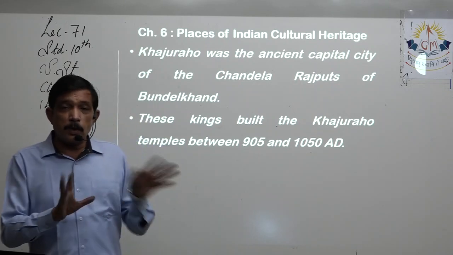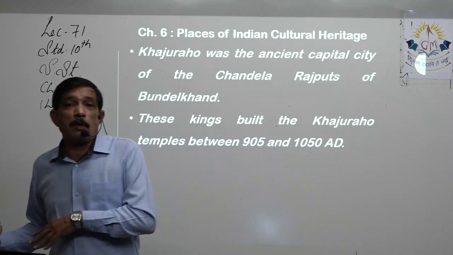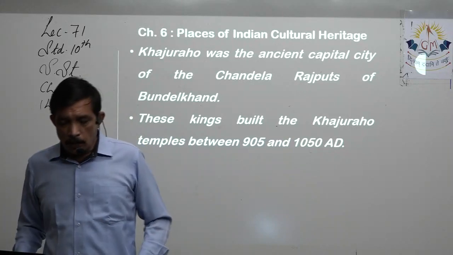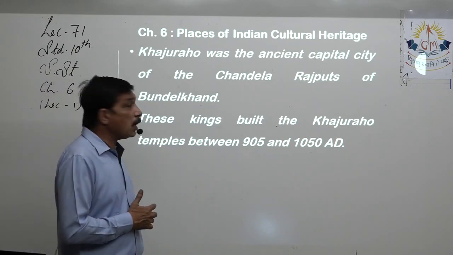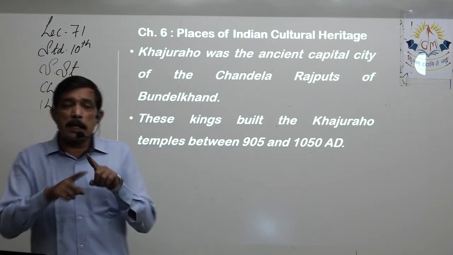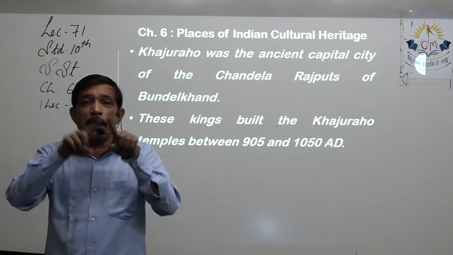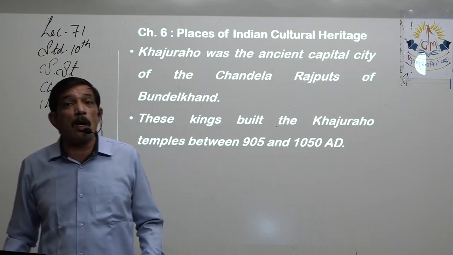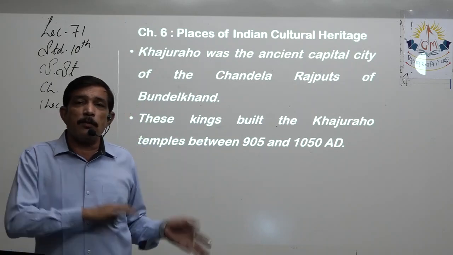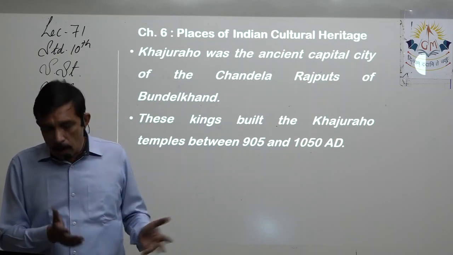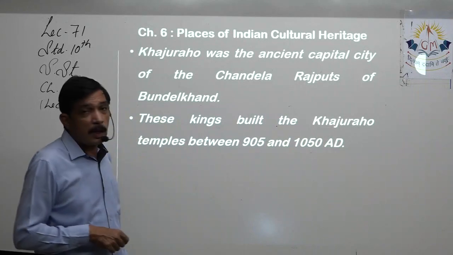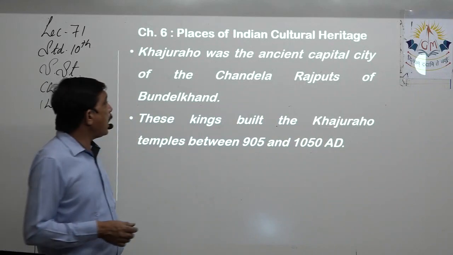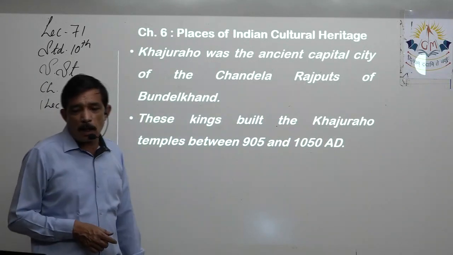Now the ruler changes because the area has changed. Earlier we were talking about South India, this is now Central India, Madhya Pradesh. So Chandela rulers, they are Chandela Rajputs of the Bundelkhand. Bundelkhand is Jhansi and the adjoining areas, the whole of that is called Bundelkhand. Yes, some of the parts are in MP, some of the parts are in UP, but earlier the whole of that area was coming under the Bundelkhand, and they were ruled by the Chandela Rajputs.